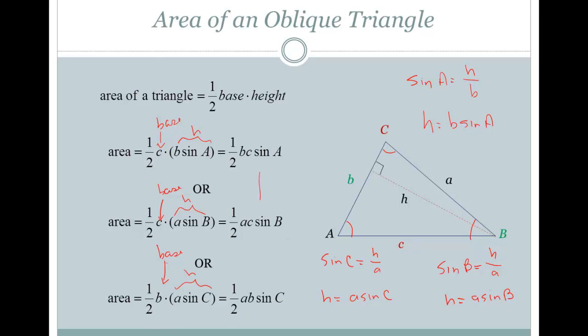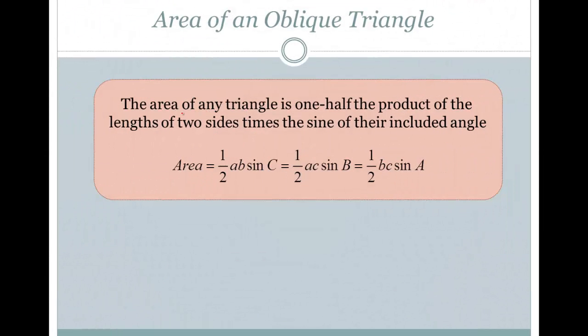So in general, the area of any triangle is half the product of the lengths of two sides times the sine of their included angle. So the area of the triangle is 1/2 AB sine of angle C, or 1/2 AC sine of angle B, or 1/2 BC sine of angle A. So you use the two sides and their included angle when finding the area of an oblique triangle.